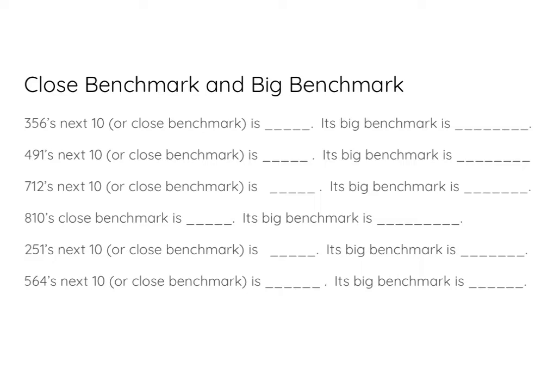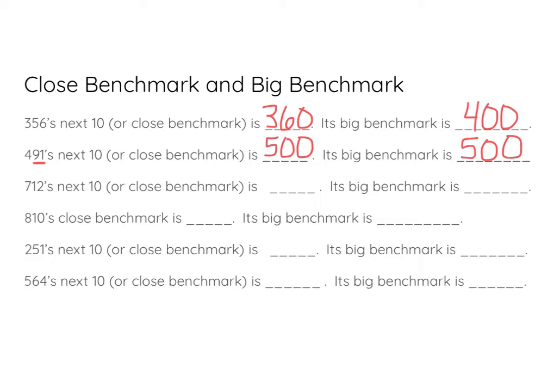All right, 356's next 10 equals 360. Its big benchmark, or next 100, equals 400. 491's next 10, or close benchmark, is 500. Its big benchmark is 500. Remember, if our numbers are in the 90s, the next 10 and the next 100 will be the same number.